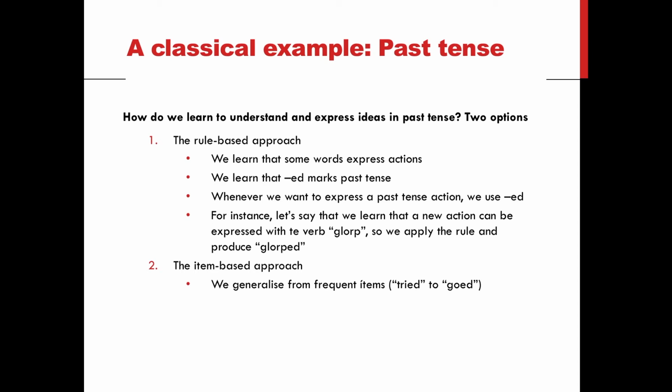Now, the alternative account is the item-based one. The idea is basically that children would be generalizing from frequent items. So say that, for instance, tried is a frequent form. So whenever the child tries to express something like going in past tense, they would say things like go.